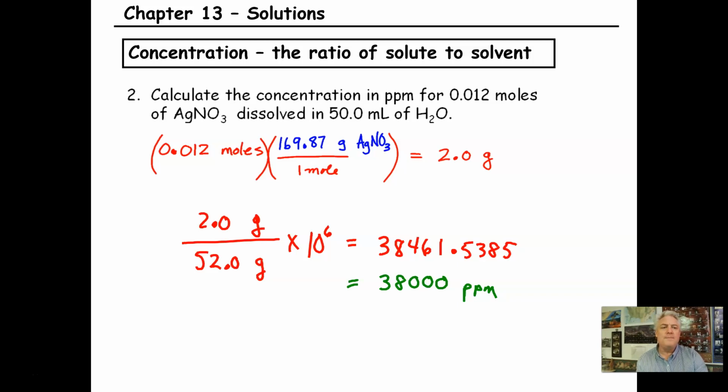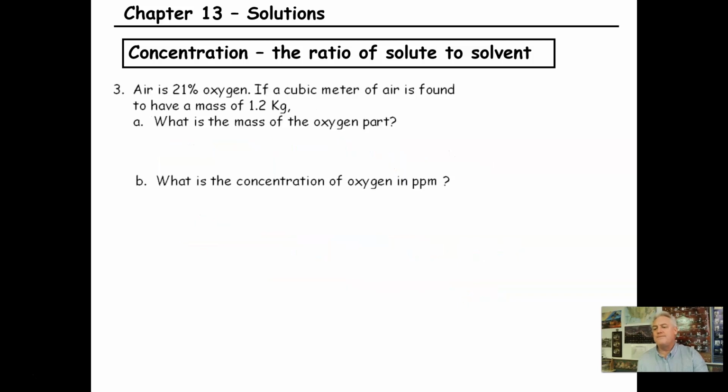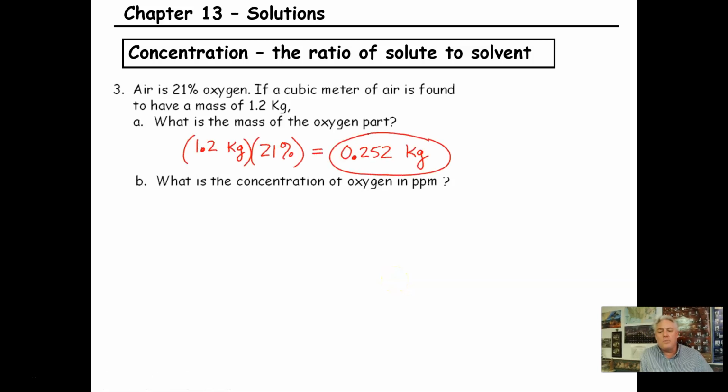All right, let's try one more example on this. Air is 21% oxygen. If a cubic meter of air is found to have a mass of 1.2 kilograms, what's the mass of the oxygen part? Well, that's just a percent calculation. So I'll take 1.2 kilograms times 21%, and that will tell me how many kilograms of oxygen are in that air.